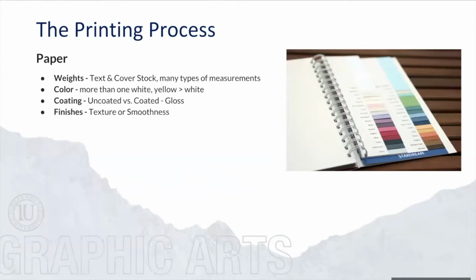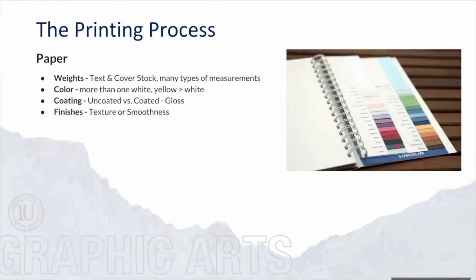There's all different weights, text and cover stock, many different types of measurements. The weight is how heavy the paper is, how thin to how thick it is. There's different colors, obviously white, yellow to white. You can see all of the different colors here.